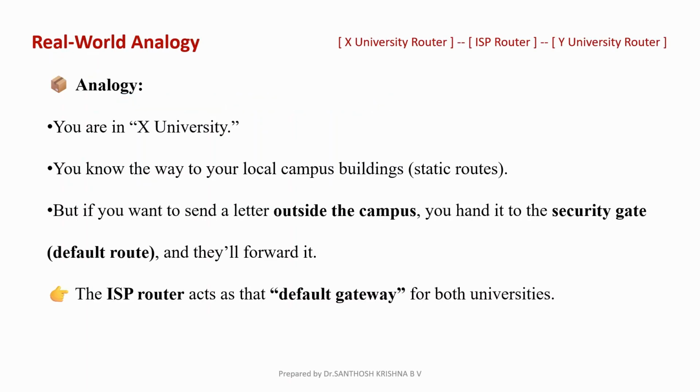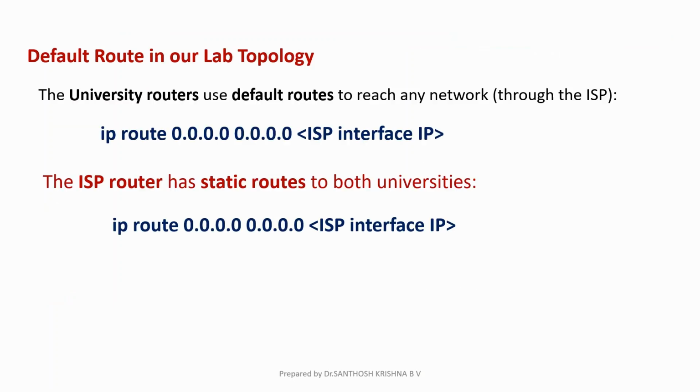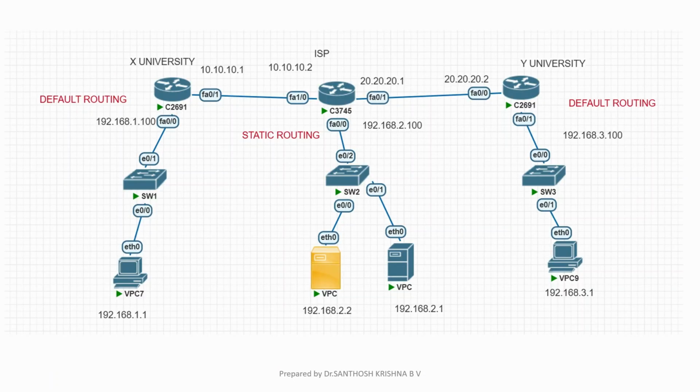As I discussed, the same real-world analogy is given here, and we'll explain it with an example. This is the topology which we are going to construct today. I have three different networks and three routers. This is considered X university and this is considered Y university. The middle router I am taking as the ISP router, and it knows about all the devices in its network.